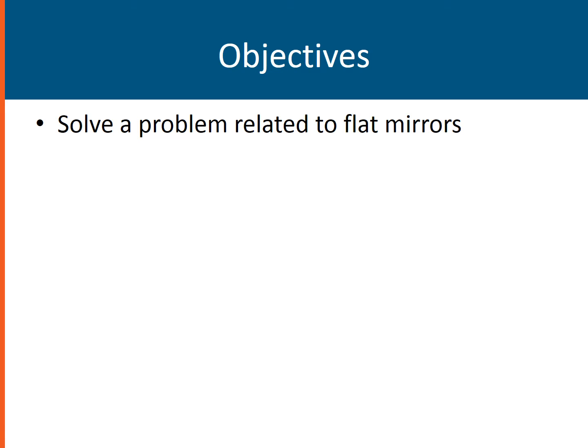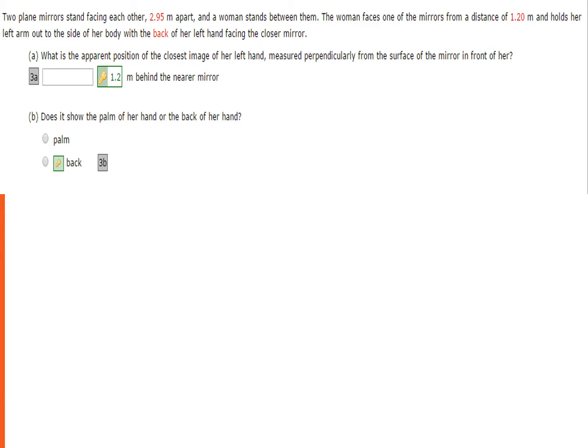This tutorial aims to solve a problem related to flat mirrors. This is one of the problems I have given in WebAssign. It reads: two plane mirrors stand facing each other 2.95 meters apart. So we have these two mirrors here, and they are separated by a distance of 2.95 meters. So that's the distance between the two mirrors.